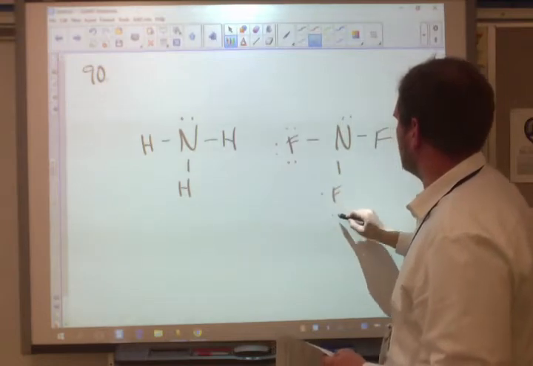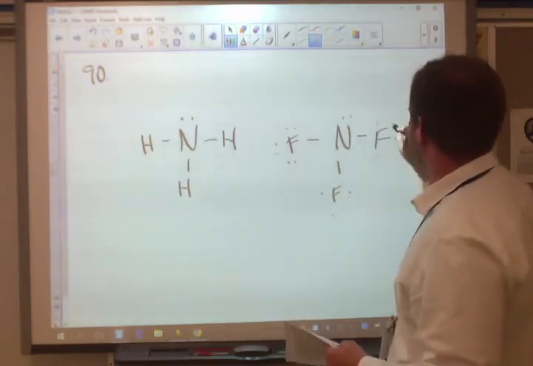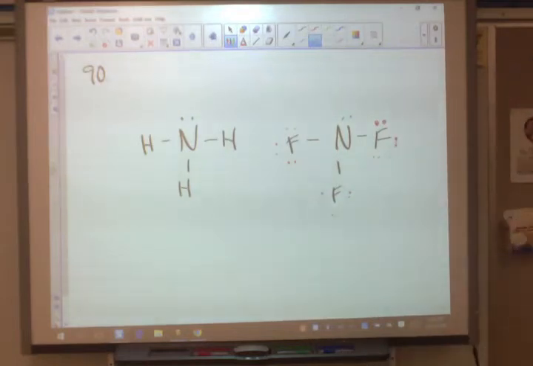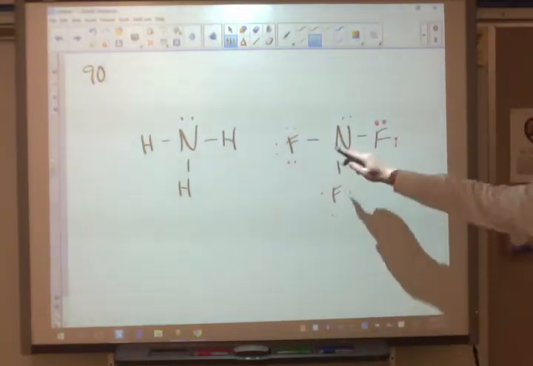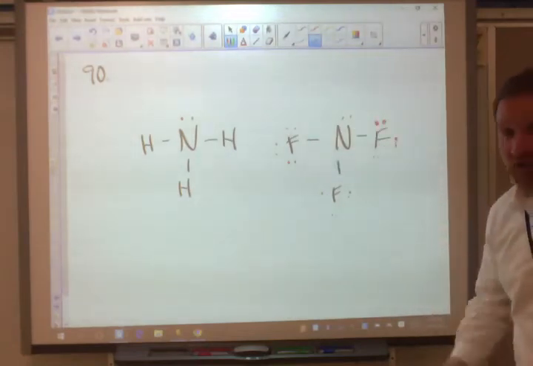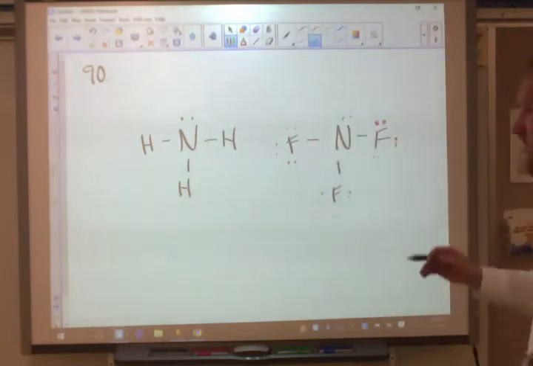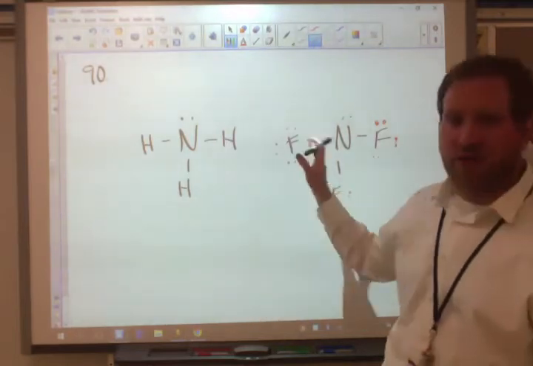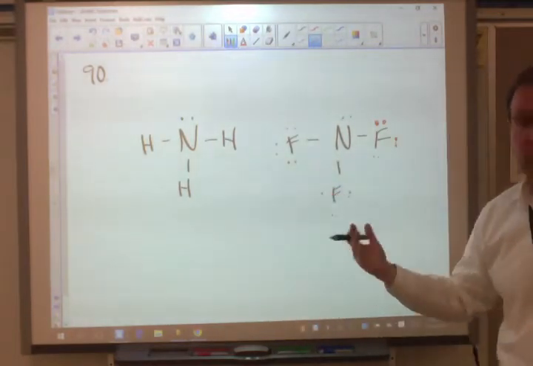Just do the lone pairs. Like this. Okay, the answer is they are very similar here. And in fact, this one has more mass, so you might think generally more mass, higher boiling point, but it's not. And it's because of the type of IMFs.